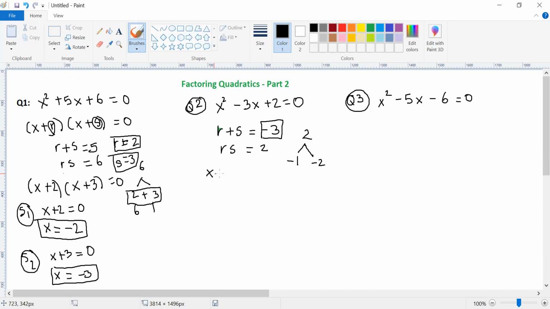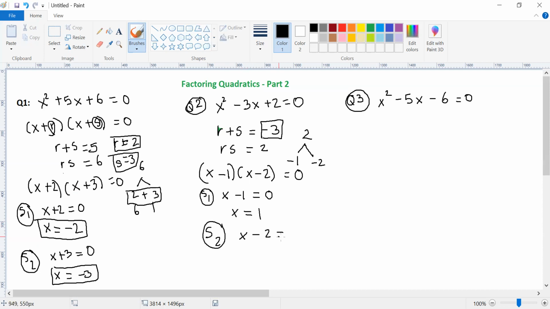Now all we need to do is put it in factored form. So that's x minus 1 times x minus 2 is equal to 0. And again, using the zero product rule, our solution 1 is x minus 1 equals 0, which when we add 1 on both sides, we get x is equal to 1. For solution number 2, x minus 2 has to equal 0, and we add 2 on both sides, and we get x is equal to 2.